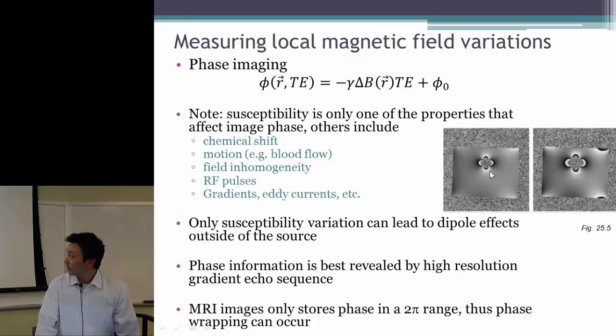We can also see that here there are lots of wrapping of the phase. It goes from the highest value or very bright value to suddenly the negative value. That's because the MRI image only stores the phase in a 2 pi range. So once that phase has developed over higher than a 2 pi range, the phase would wrap around to the negative. So if we want to estimate the field distribution from the phase, we need to first unwrap the phase. There are lots of algorithms and efforts put into unwrapping this phase image so that we can better estimate field variation that's associated with this susceptibility difference.